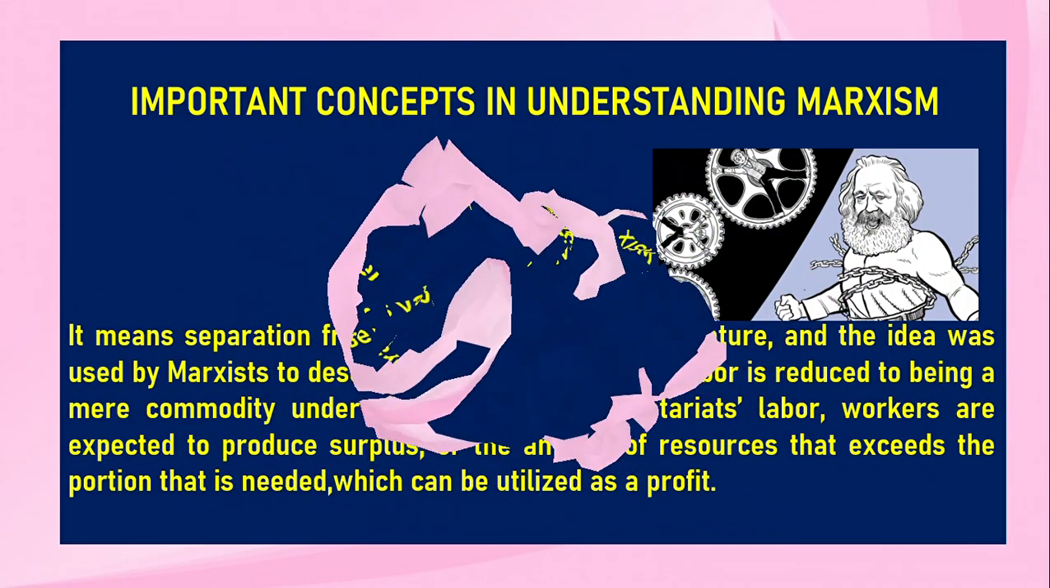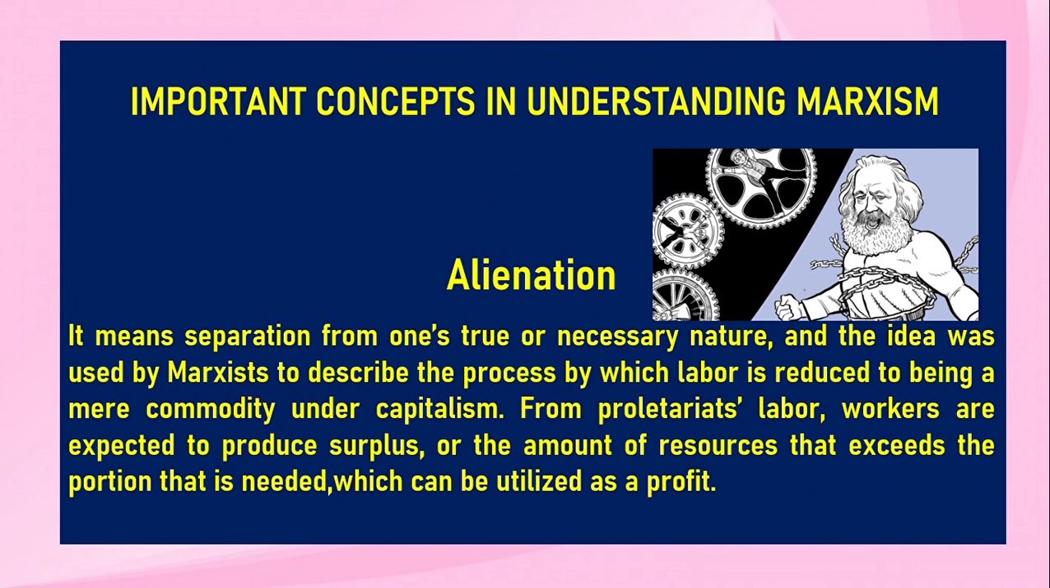Okay, so first is alienation. This means the separation from one's true or necessary nature. The idea was used by Marxists to describe the process by which labor is reduced to being a mere commodity under capitalism. From the proletariat's labor, workers are expected to produce surplus, or the amount of resources that exceeds the portion that is needed, which can be utilized as profit.